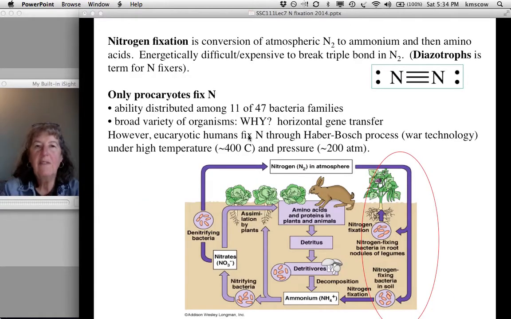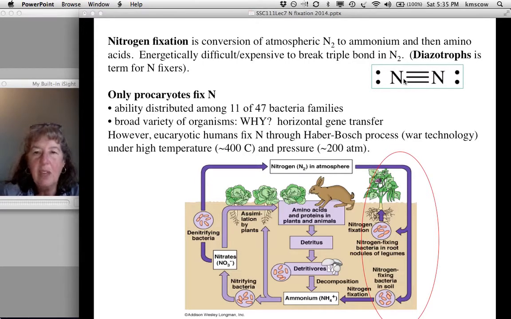So nitrogen fixation, not to be mixed up with other kinds of nitrogen processes in the N cycle, and sometimes people call other things nitrogen fixation. But nitrogen fixation is conversion of atmospheric N2, this triple bonded N, this very, very difficult to break bond between these two nitrogens, to ammonium and then into amino acids. And diazotrophs, these trophers, eaters of this diazo, is the general term given to nitrogen fixers.